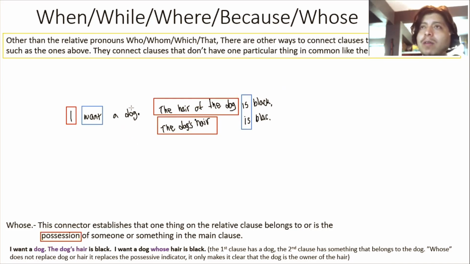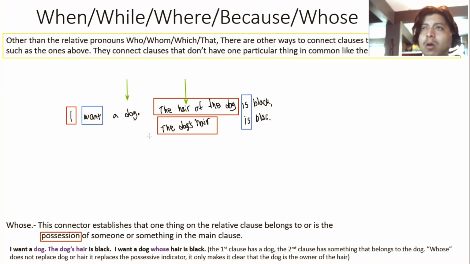Aquí yo no estoy hablando de un perro, o sea, no puedo reemplazarlo con un pronombre relativo, no puedo reemplazarlo con which o con who o con whom o con that. ¿Por qué? Porque no es la misma cosa. Aquí yo estoy hablando de un perro. Aquí yo estoy hablando del pelo de un perro, no del perro. Yo quiero un perro, el pelo del perro sea negro.